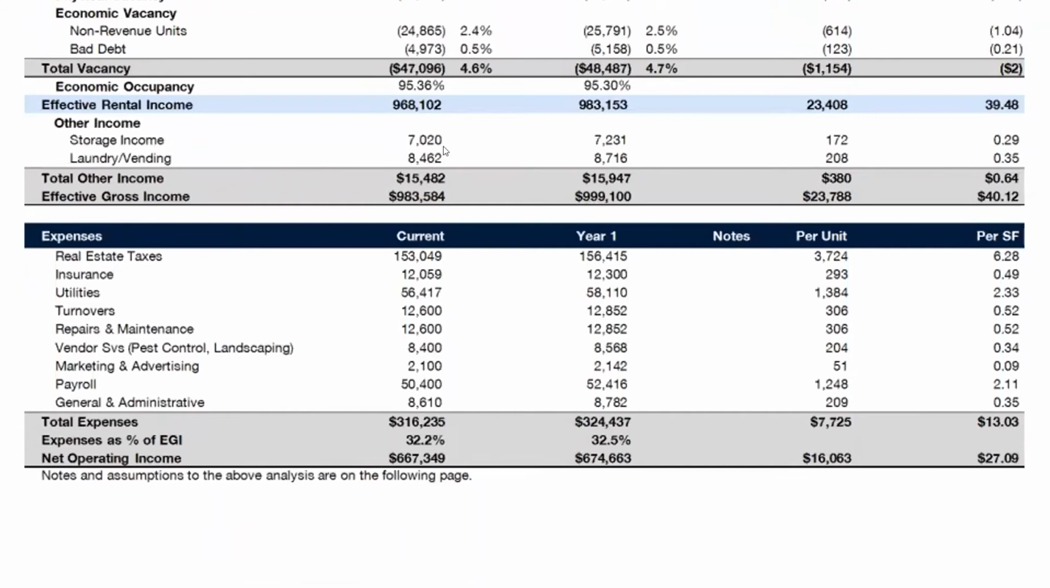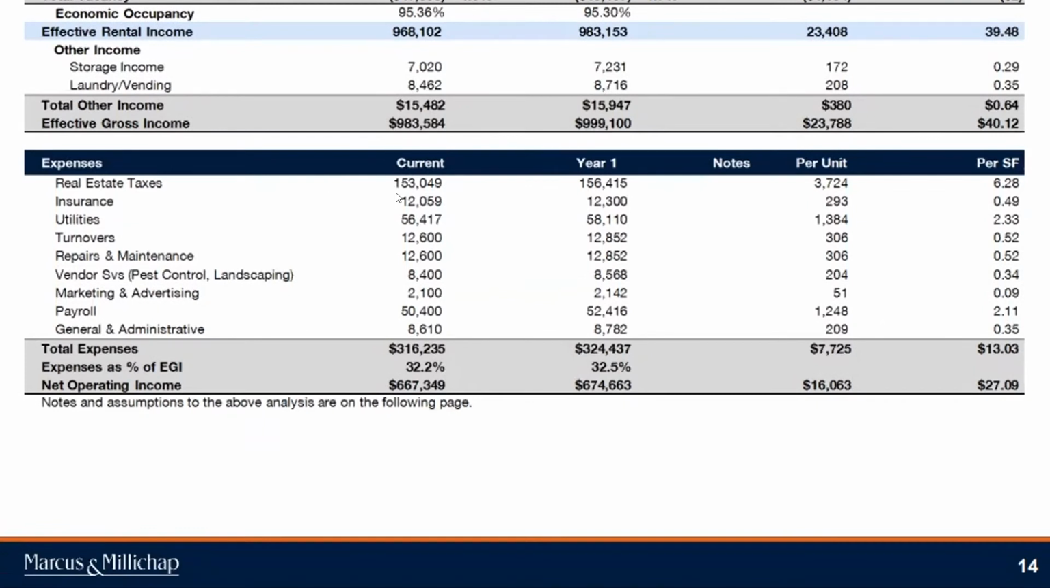Now they've got storage income and they've got laundry and vending income. We're going to input that into our analysis as well. That's a total other income number. Now their real estate taxes, you'll see here 153,049. I'm going to show you why this number is way off. Okay, then their insurance, utilities, they put all the utilities. When you're doing your analysis, you want to get each utility though. Garbage, water, gas, electric. You want to get a copy of that bill. Or just go off what they're saying as utility. Get a copy of the bill, okay?